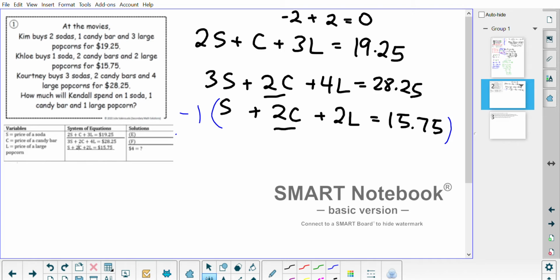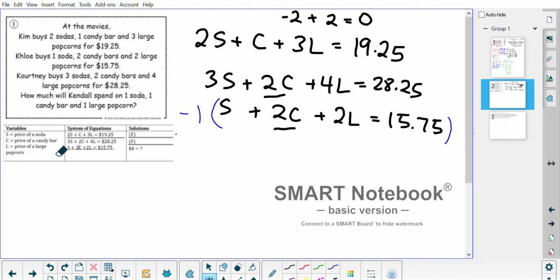So on the side, you have all the girls' equations set up. Kim has 2 sodas, 1 candy bar, and 3 large popcorns, and it equals 19.25. So here it is, 2s plus c plus 3l is equal to 19.25. And our variables, s, c, and l, represent each of the items they're buying: the price of soda, the price of candy bars, and the price of a large popcorn.